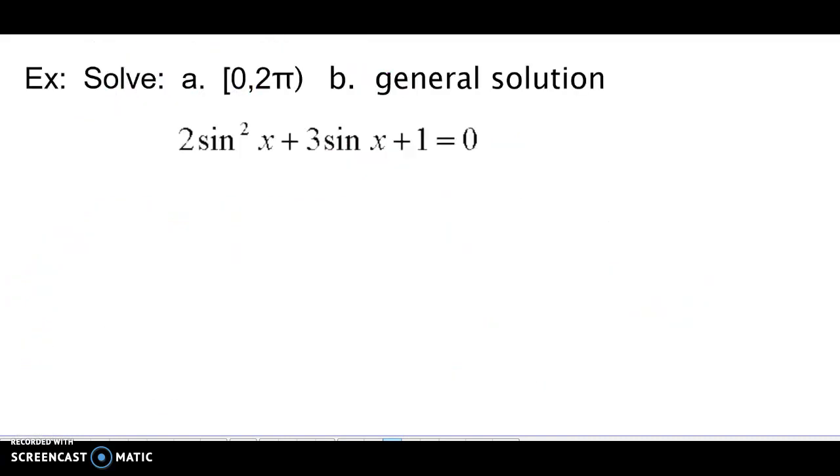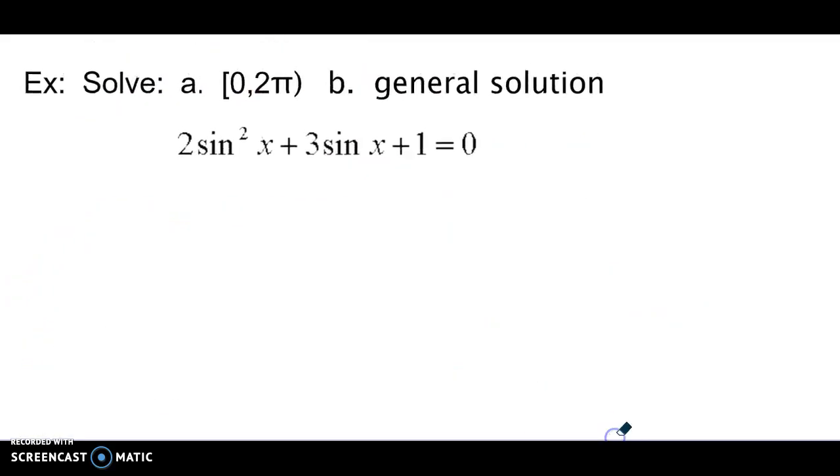All right, next example. Let's have you guys try this one on your own again. Go ahead, put me on pause.